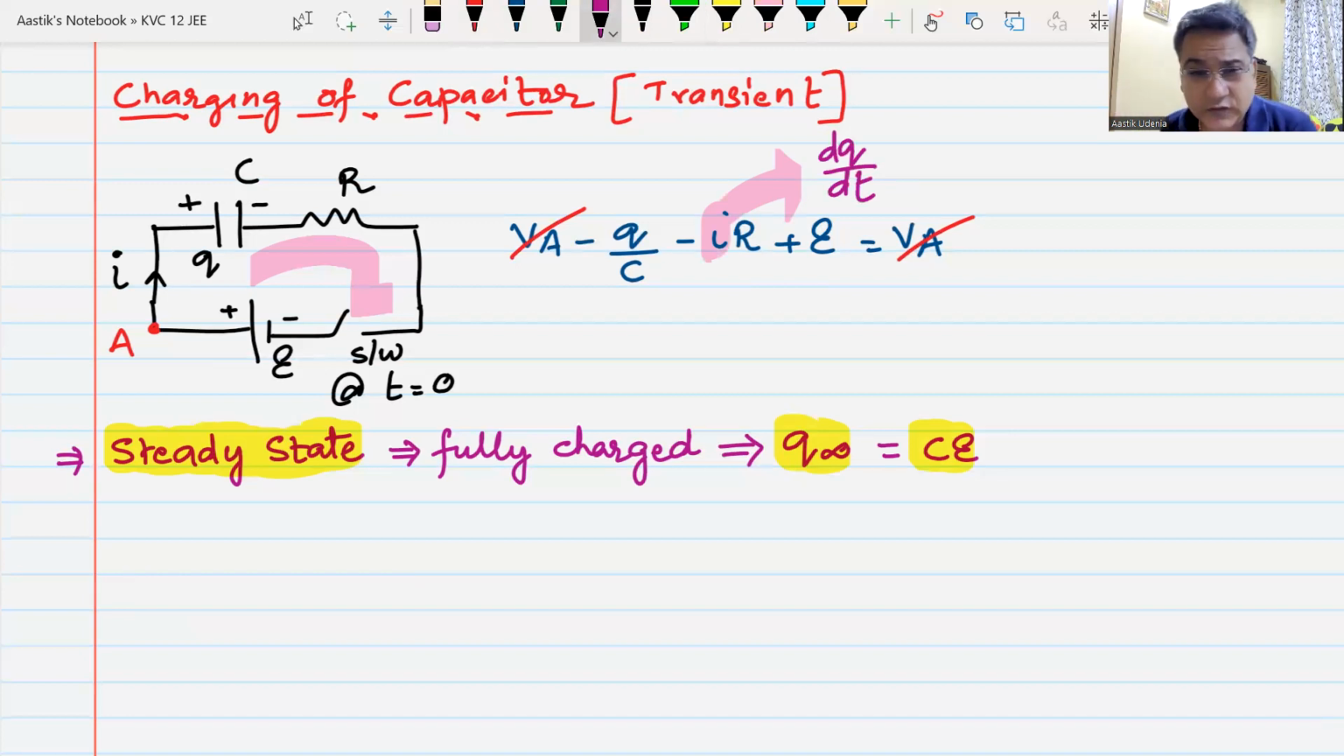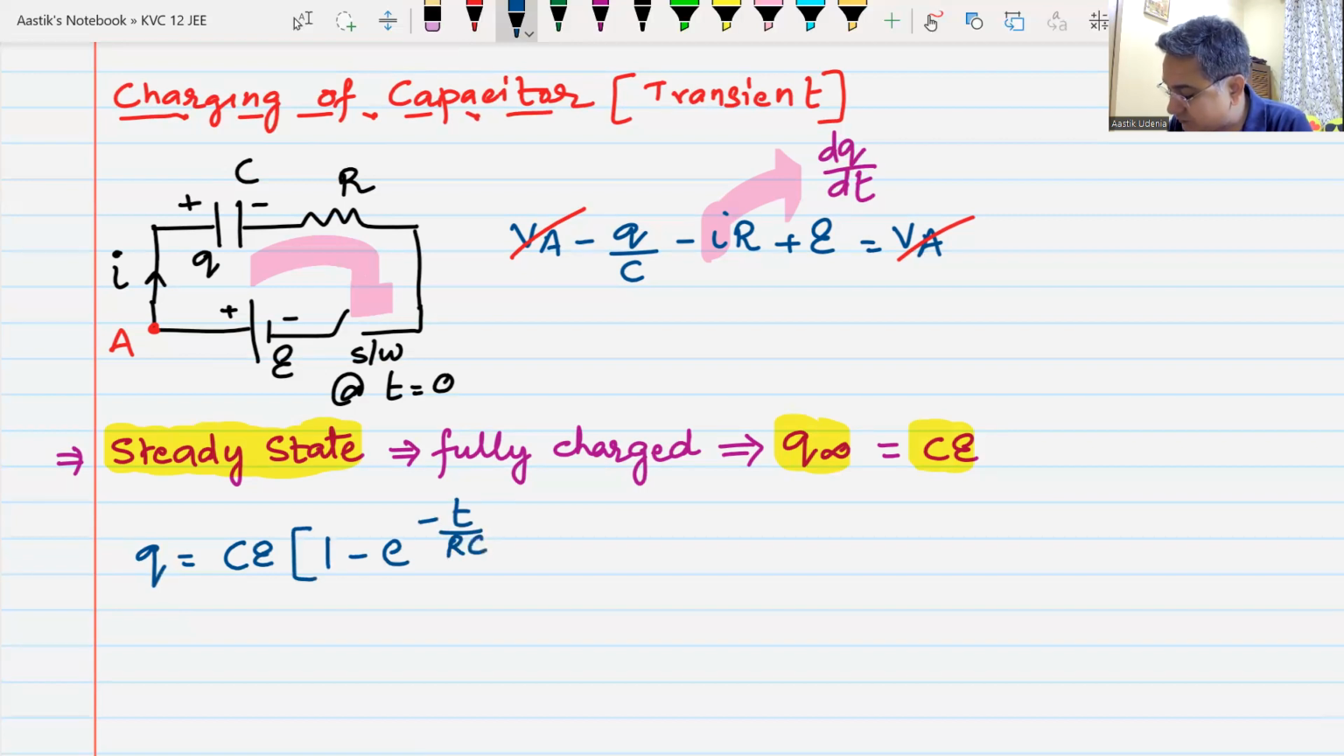You can solve this equation in terms of q and get the value of q as a function of time. I'm not going to do that; that is not going to serve any purpose. We are just going to look at the result. So the charge on the capacitor at any time q will be given by this formula, CE into 1 minus e to the power minus t by RC. That is how the charge on the capacitor is going to come.